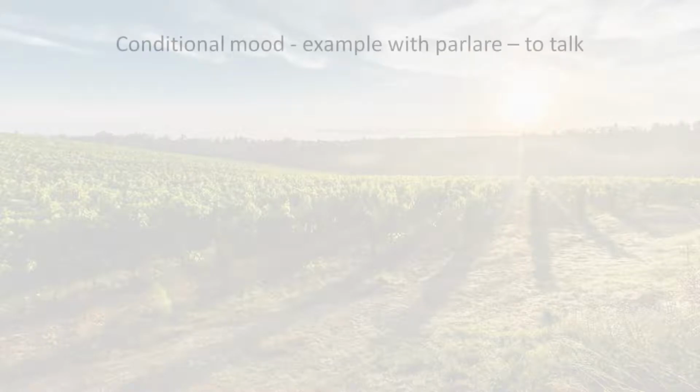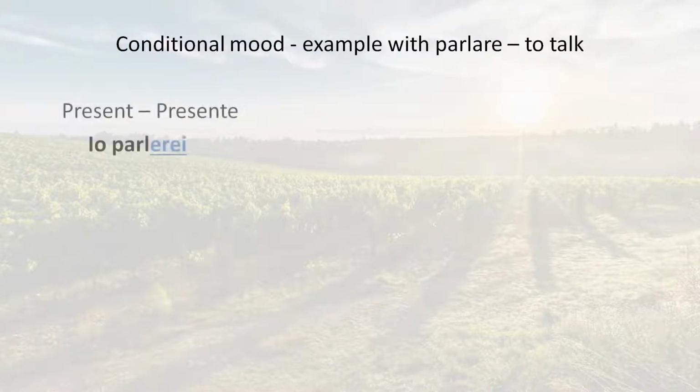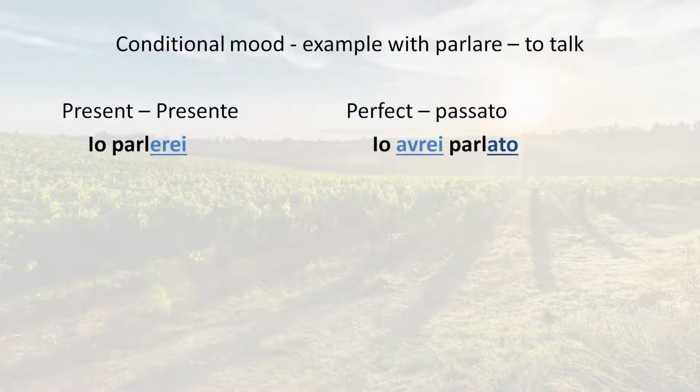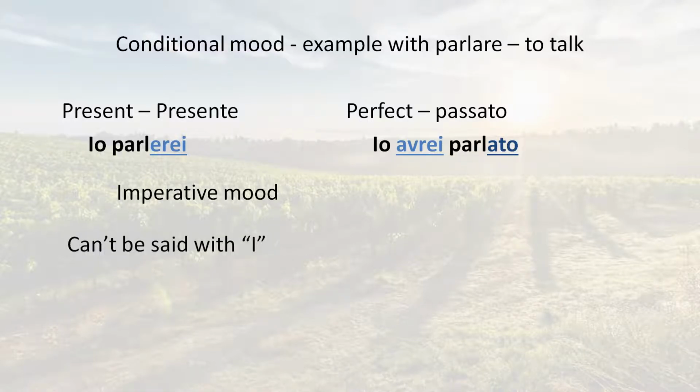Conditional mood. We use would for this in English. Present. Io parlerei. I would talk. Conditional perfect. Io avrei parlato. I would have talked. An imperative mood for commands can't be said with I.